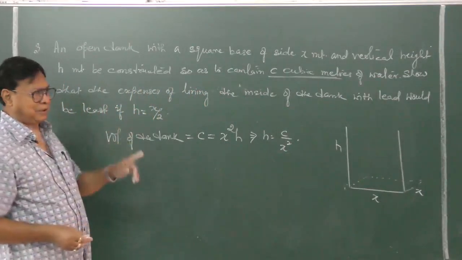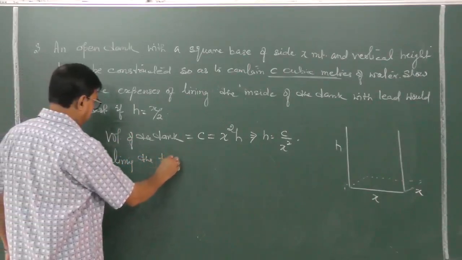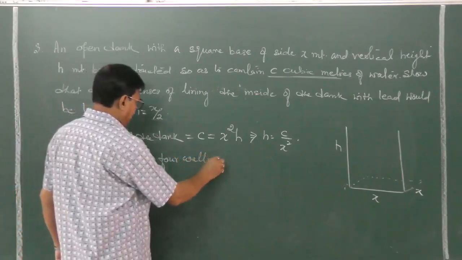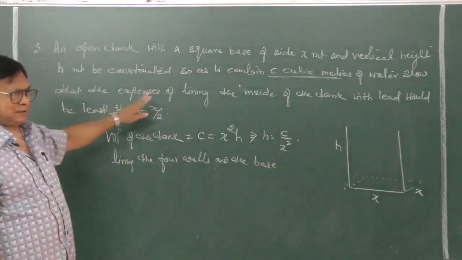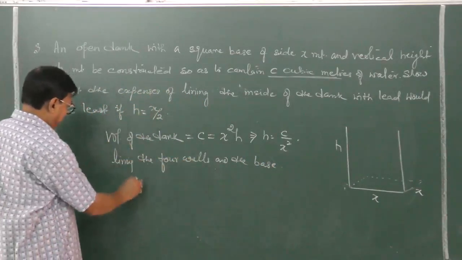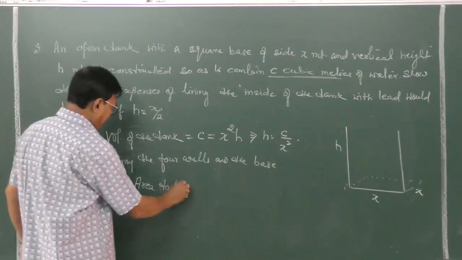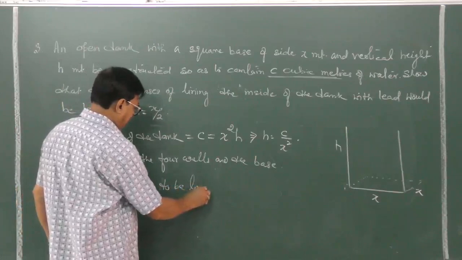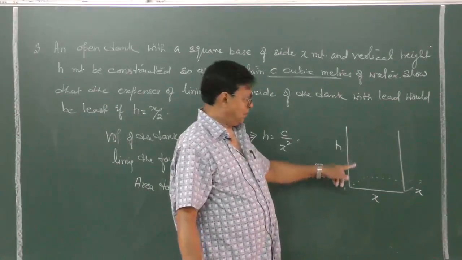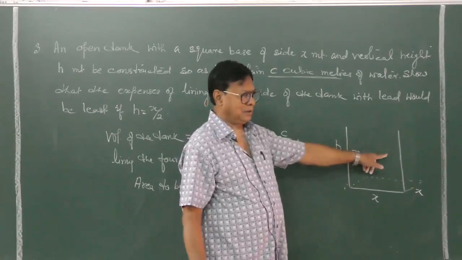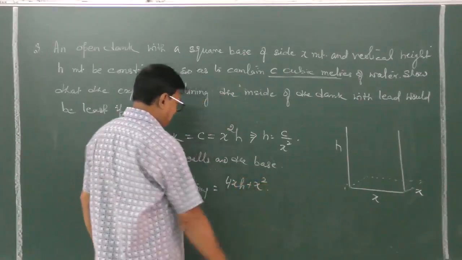Now lining inside, so lining part will be lining the four walls and the base. It says inside. Inside, so inside will be four walls and the base. So the area to be lined: now the four walls, X into H, one wall, other wall, X into H, so it's four walls, so four X into H plus the base square. So this is the area.